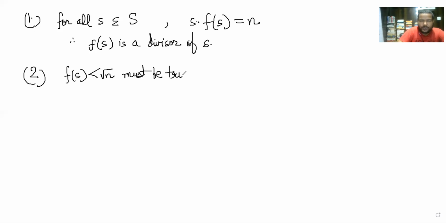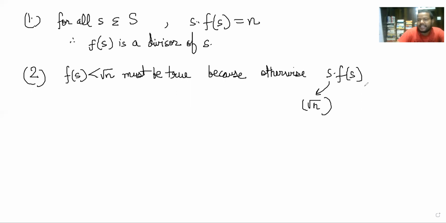It must be true, because otherwise what will happen? Otherwise, s times f(s), we all know s is already greater than root n because it's an element of the set S, and if f(s) was also greater than root n, then the product will be greater than n, but that cannot happen because s times f(s) is n, right?